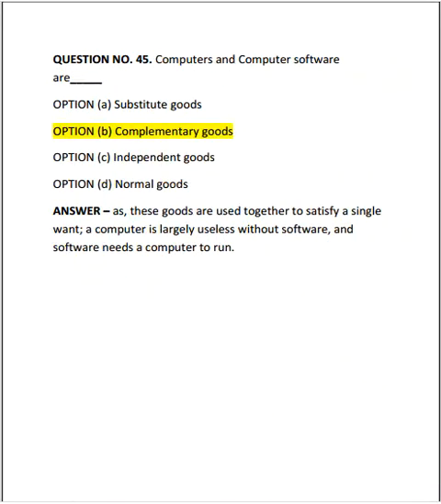Question no. 45. Computers and computer software are: Option A, substitute goods. Option B, complementary goods. Option C, independent goods. Option D, normal goods. Answer: as these goods are used together to satisfy a single want. A computer is largely useless without software, and software needs a computer to run.